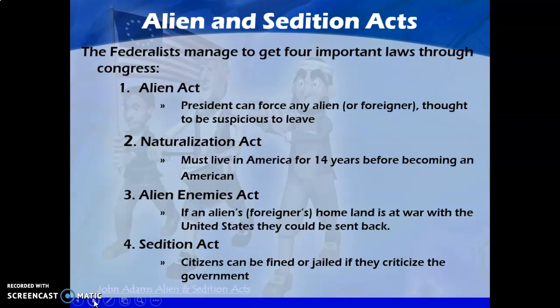So the Sedition Act, and you'll read this one as well. Citizens can be fined or jailed if they criticize the U.S. government. Think about what that violates. And this, once again, is in a time of an undeclared war. So it's not even a declared war.